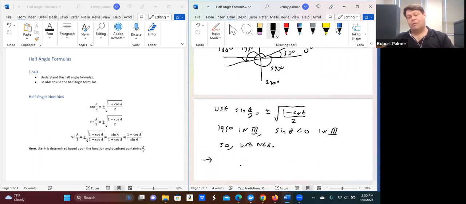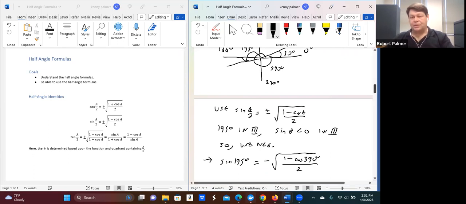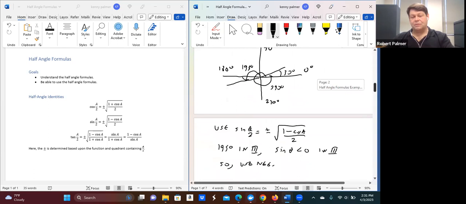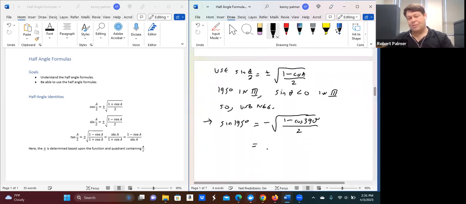Okay. So if we plug everything in, we have the sine of 195 degrees is equal to the negative of the square root of 1 minus the cosine of 390 degrees over 2. Now, once again, since 390 degrees is coterminal with 30 degrees, they have the same values of the trig functions. And so this is going to be the same as negative square root of 1 minus the cosine of 30 degrees over 2. Okay.